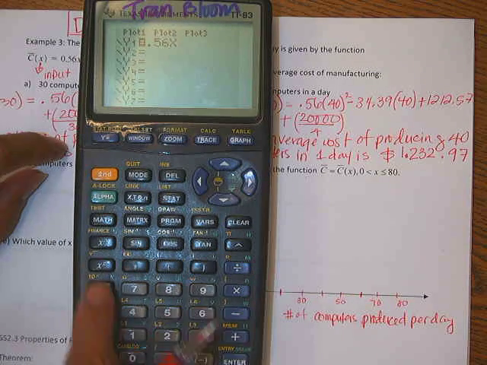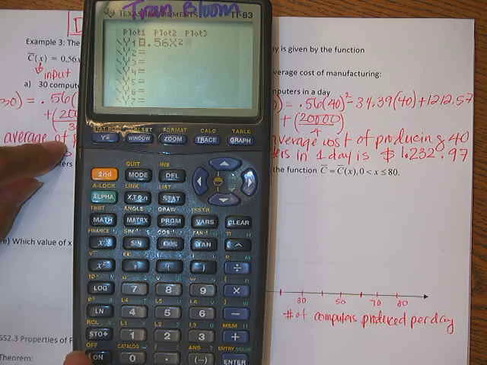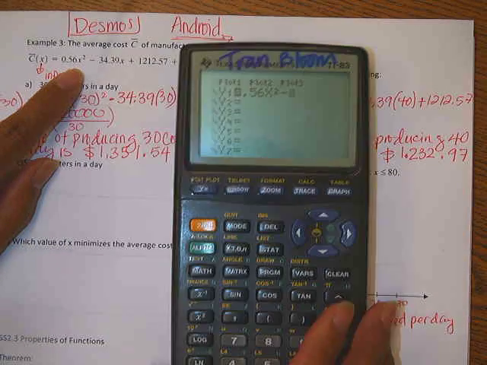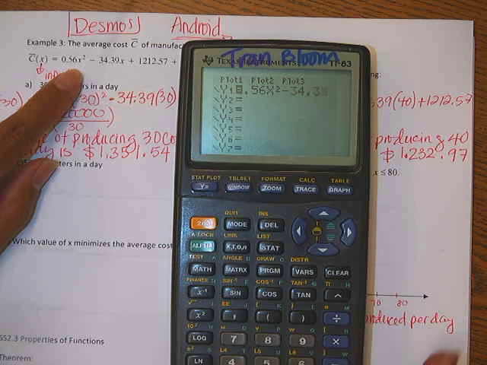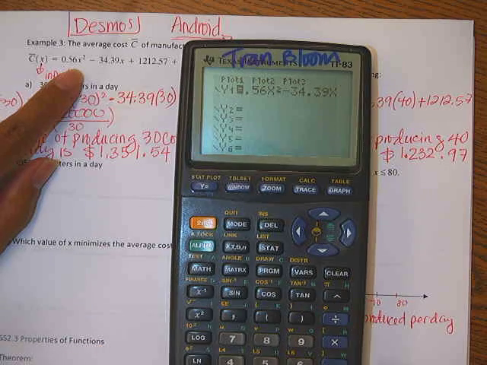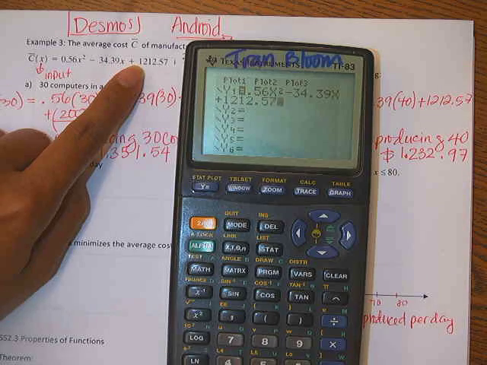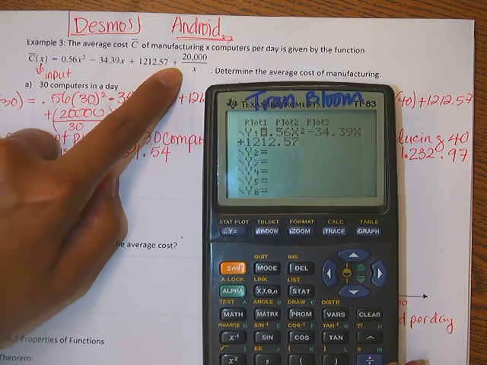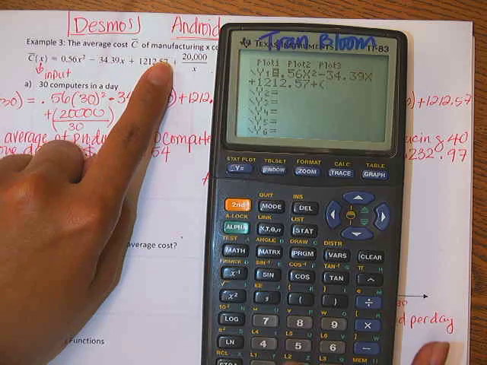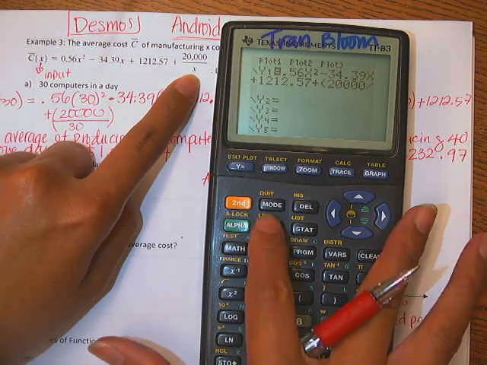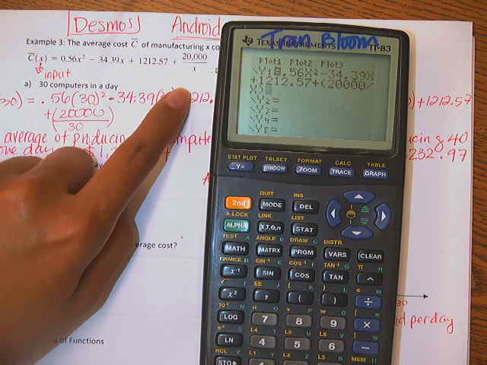So x, and the square button is right here. So 0.56 x squared minus 34.39 x, add 1212.57, and I want to add again, open parentheses, 20,000 divided by x, which is this button, close it.